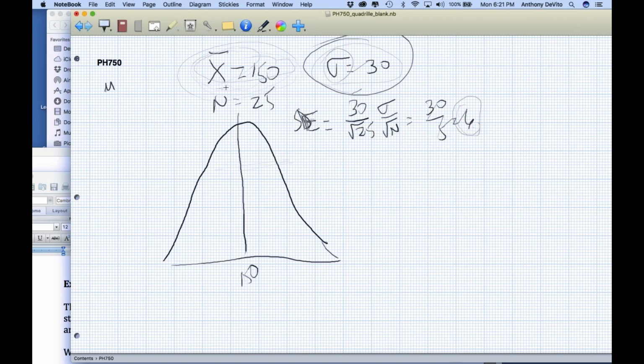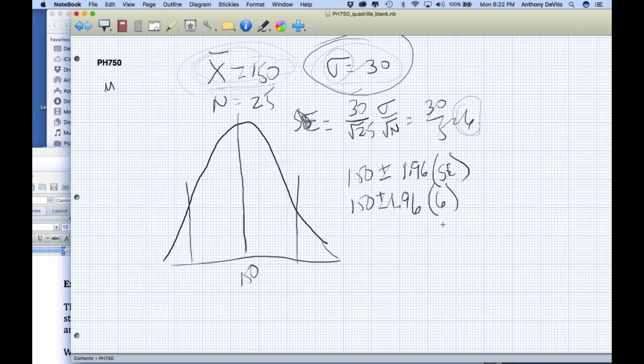So if I got lucky and the mean is truly 150, then I would expect 95% of the time my sample means are going to be 150 plus or minus, if I go to the left it's going to be minus, the standard error times 1.96. I'm not going to use 2 this time. I'm going to use 1.96 times the standard deviation, or in this case, the standard error. So, 150 plus or minus 1.96 times 6.